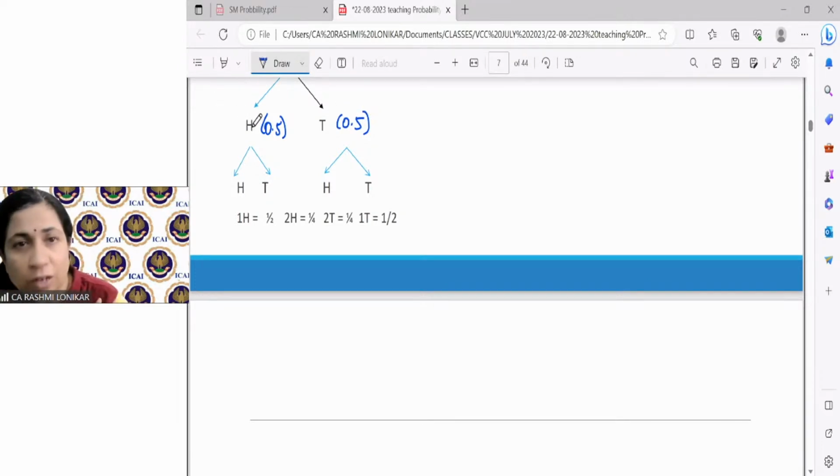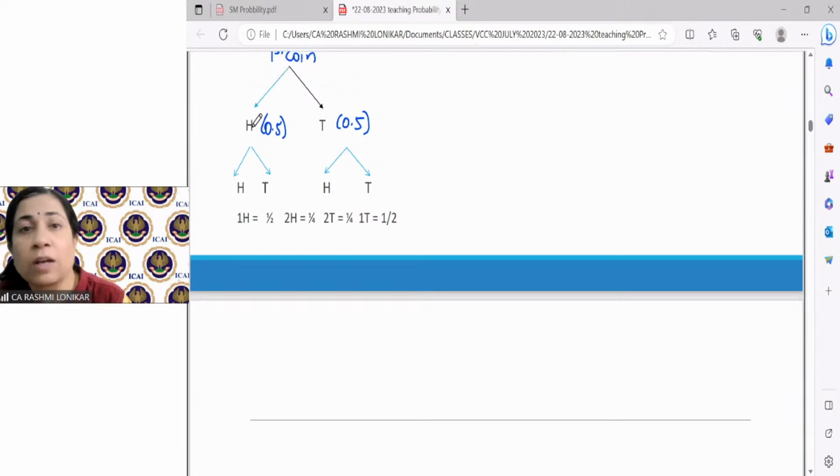Now once I've seen this, I look at the second coin. So after this head, I can either get a head on the second coin or I can get a tail on the second coin. When I get a head on this, so now this is the second coin.